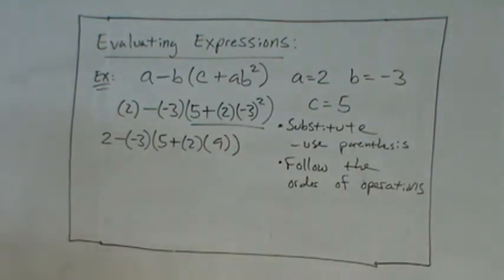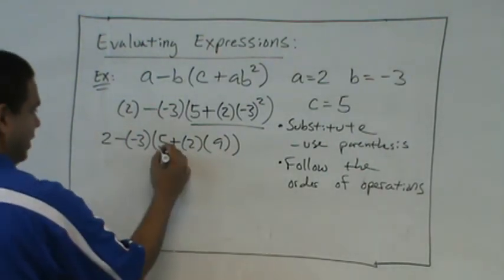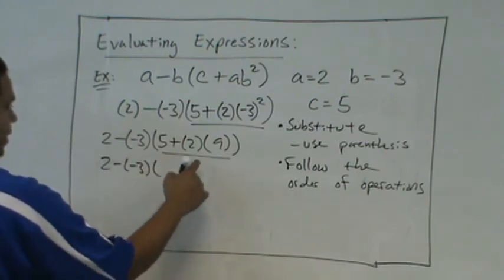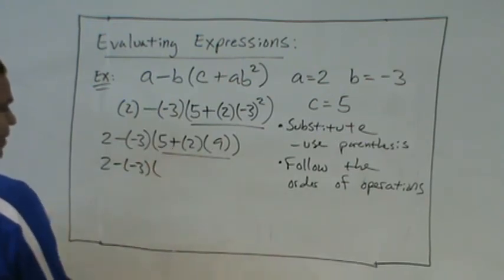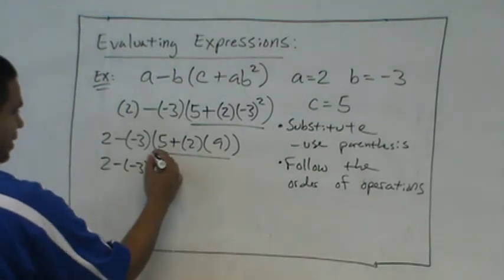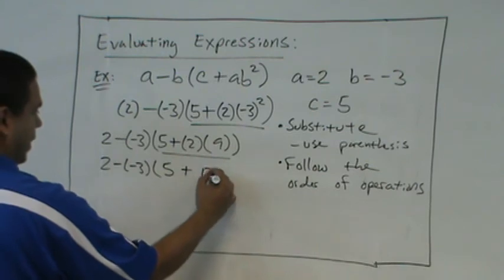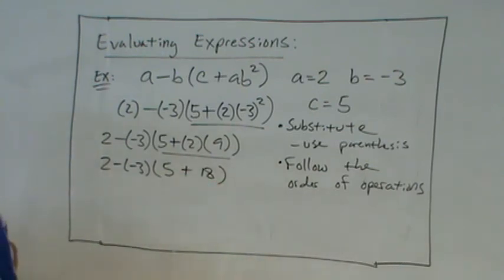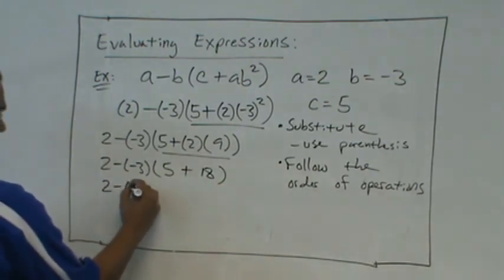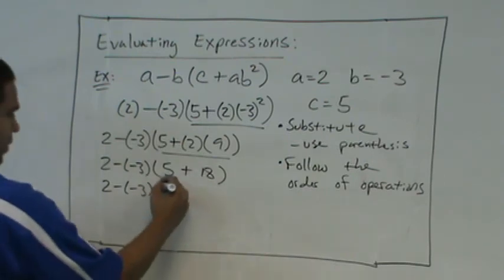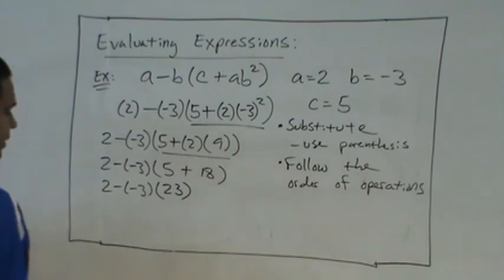We had that discussion earlier. Still working in the parentheses. We multiply first or add first? Multiply. That's 18. Five plus 18, 23.